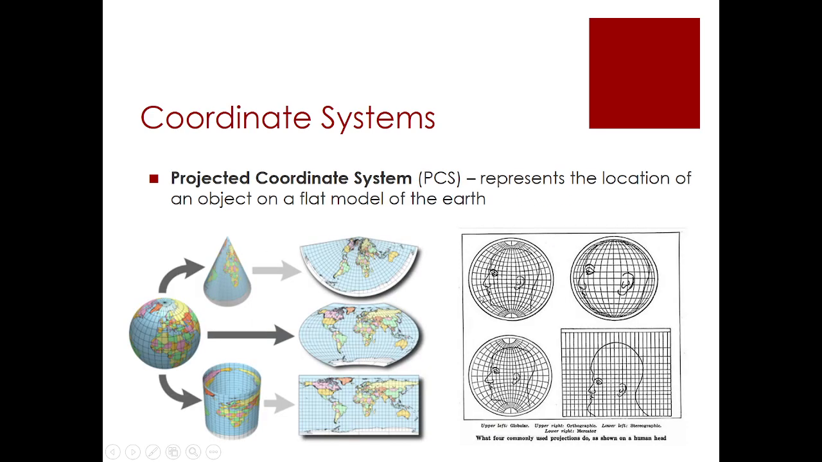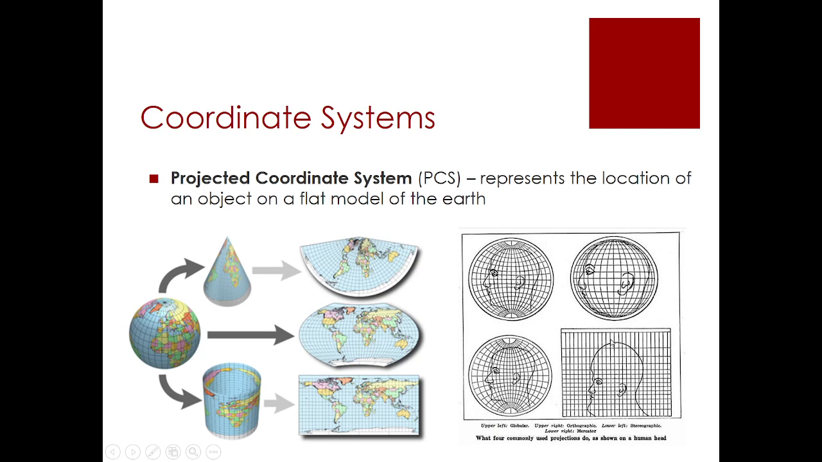It's still fairly accurate. And the more accurate version of that is the projected coordinate system, which represents the location of an object on a flat model of the Earth. So basically, you take the globe and then you flatten it out. There are several ways of doing this. You can turn it into a cone, you can turn it into a cylinder, but because it's flattened out, there are deformations, or changes in perspective, because you're making a 3D object flat, so it will deform that 3D object.